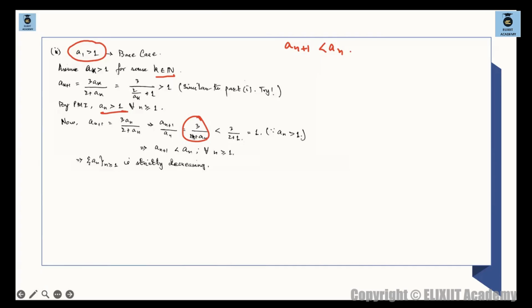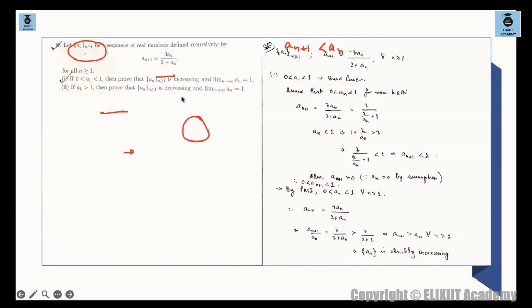Once you cross multiply, since AN is a positive sequence, AN plus 1 is strictly less than AN. You will obtain this, which simply means that the sequence is decreasing. Now the second part of the question: again, you have to prove that the limit as n tends to infinity of AN will still be 1, even if the sequence is decreasing.